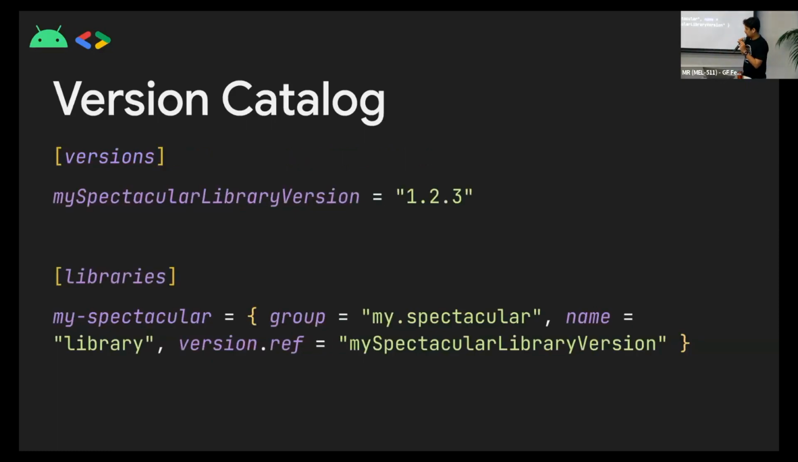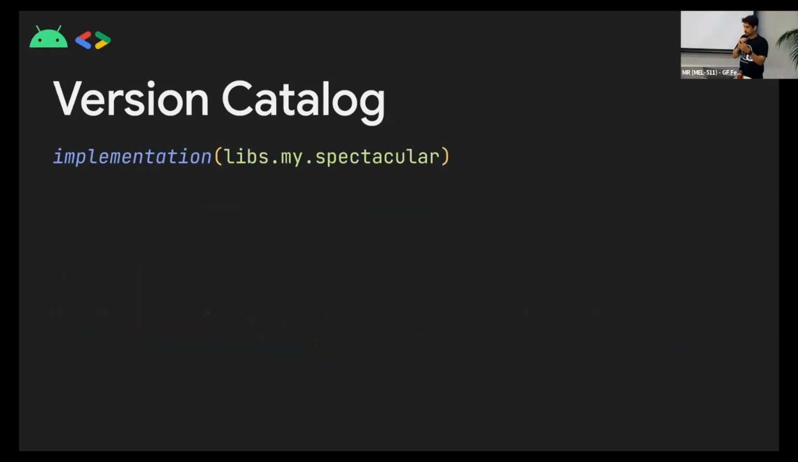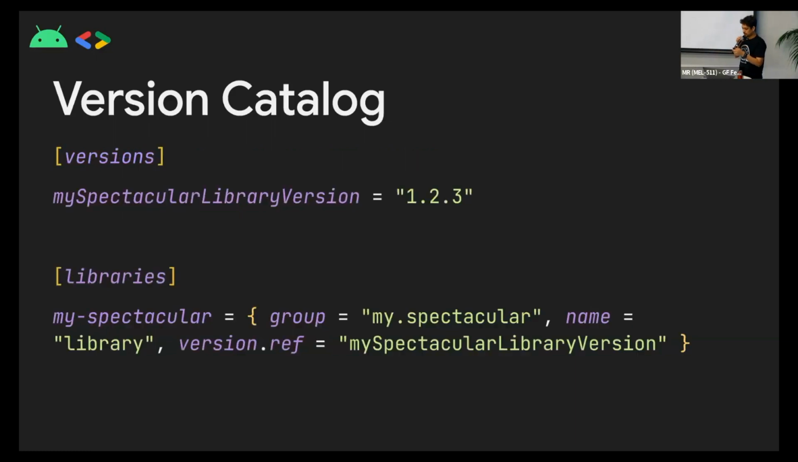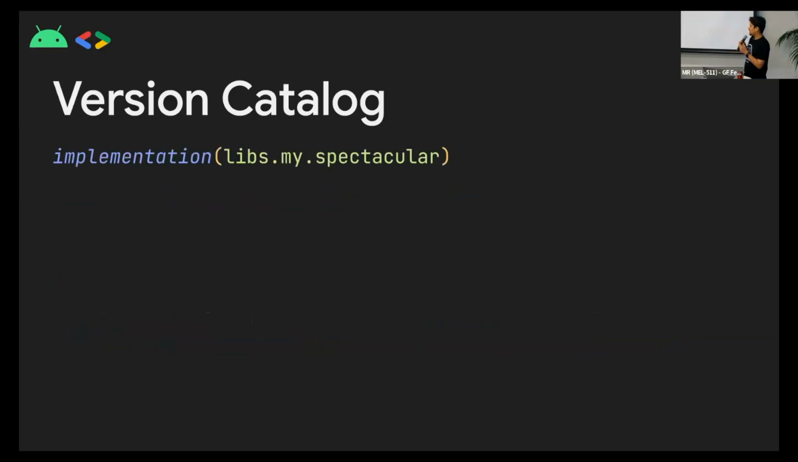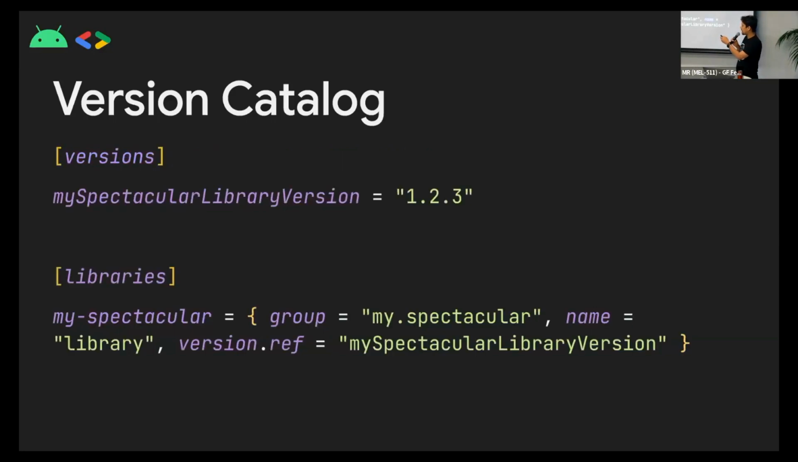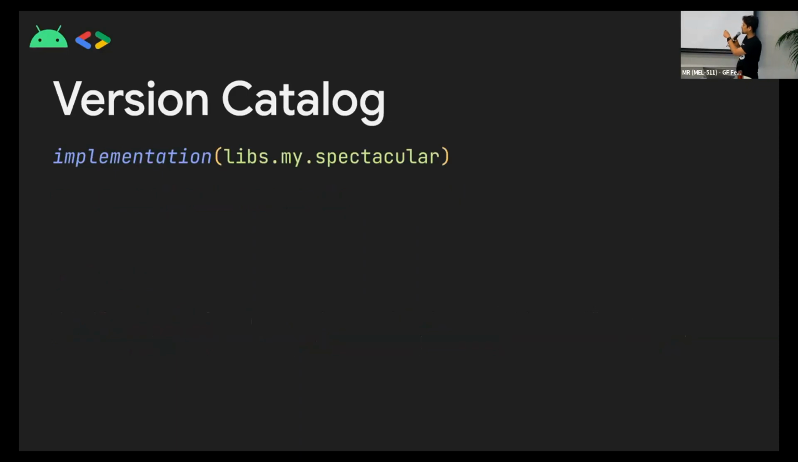Now notice that over here, I've got my dash spectacular under libraries, but over here I've got a dot. What Gradle does is, there are three different kinds of known separators within the TOML file, dash being the most common one, where you can use dot or underscore as well. They all get converted into a dot-based reference later on. So if I had just written myspectacular without a dash, this would change to libs.myspectacular. But because I've got a dash there, I can group them together if I want, logically, not physically, and make my life easy.